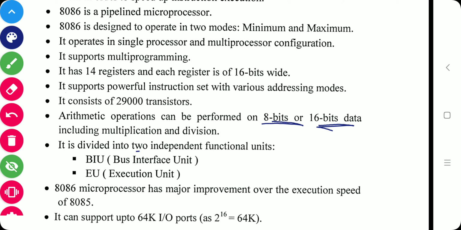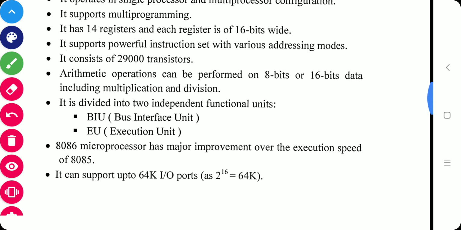It is divided into two independent functional units, that is BIU and EU, bus interface unit and execution unit, which we will see in the block diagram of the 8086. Then the 8086 microprocessor has a major improvement over the 8085, and it can support up to 64K IO ports, as 2 raised to 16, where 16 is the number of data lines of the 8086, and 2 raised to 16 is 64K. So these are the features of the 8086 microprocessor.